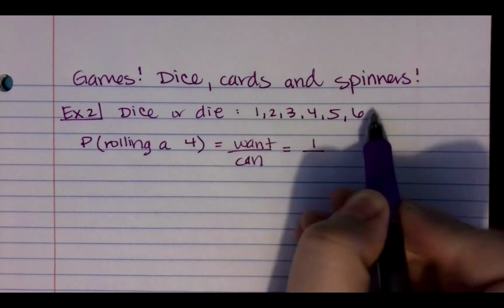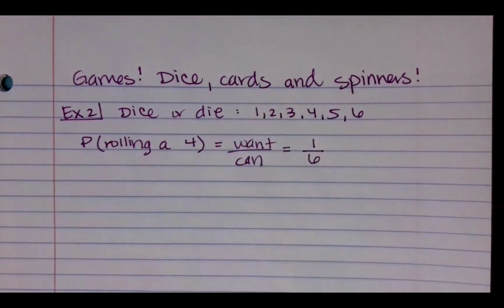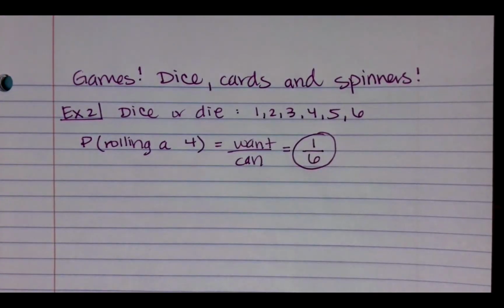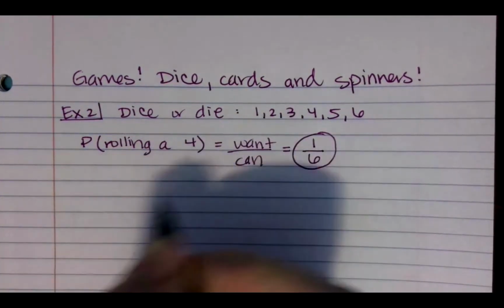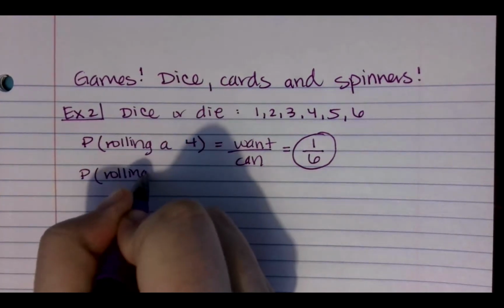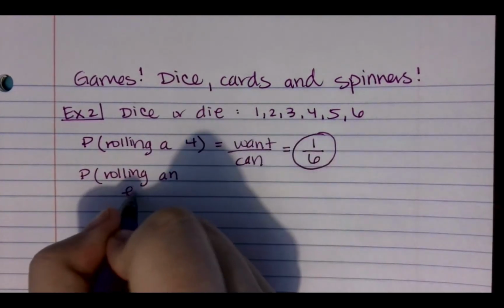How many different numbers could pop up? 6 different numbers. There it is, 1/6. And we'll just keep it as a fraction. Sometimes we love these fractions because we just get to stop early. We don't have to calculate a decimal. Okay. How about the probability of rolling an even number?